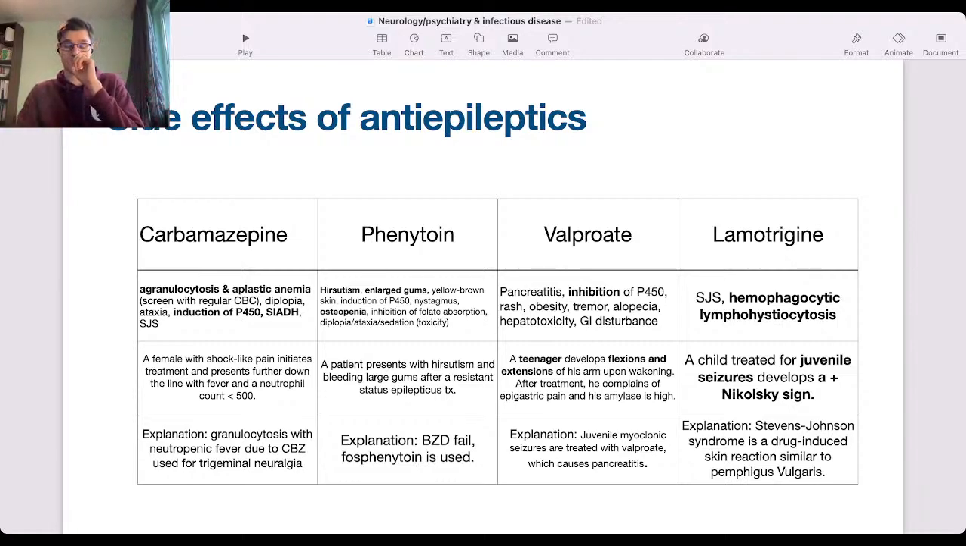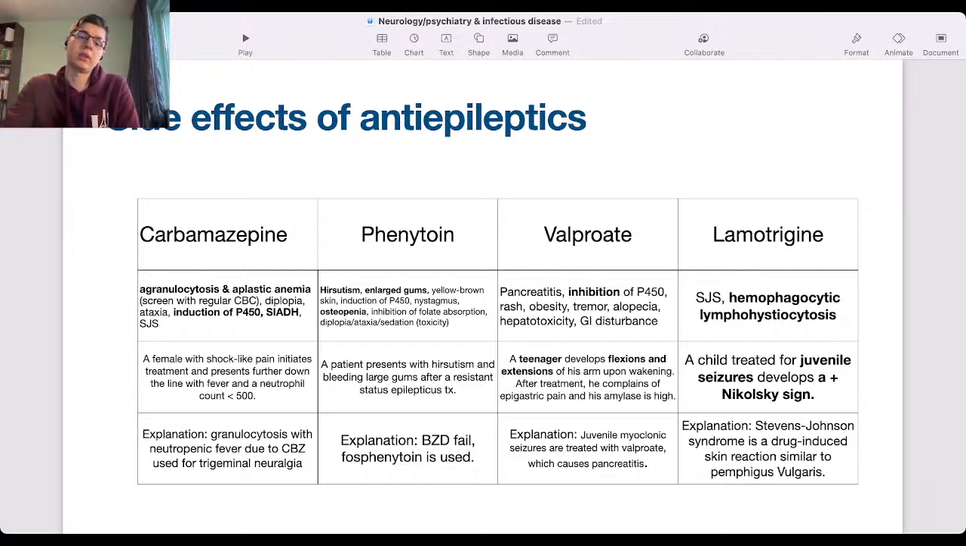One clinical scenario that can be seen on the NBMEs is a patient that presents with hirsutism and bleeding of large gums after being treated for a resistant status epilepticus. Normally, status epilepticus is treated with benzodiazepines such as diazepam, but if it fails, then fosphenytoin is used.